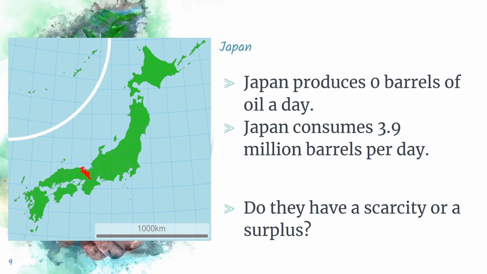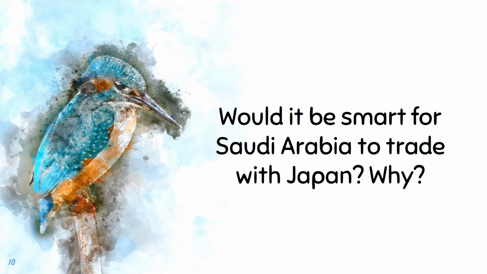Now, obviously, Saudi Arabia has a surplus and Japan has a scarcity. If you produce more than you use, you have a surplus. If you use more than you produce, you have scarcity. Would it be smart for Saudi Arabia to trade with Japan? Why? Think about this.